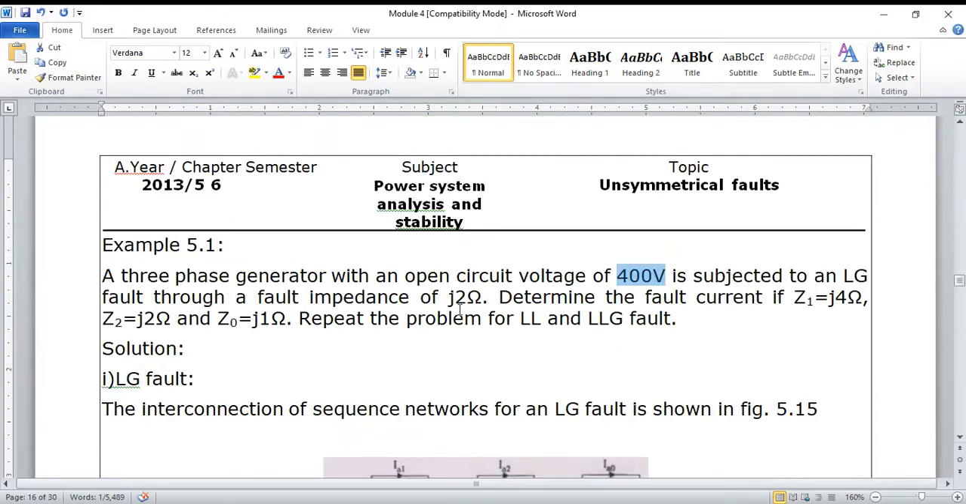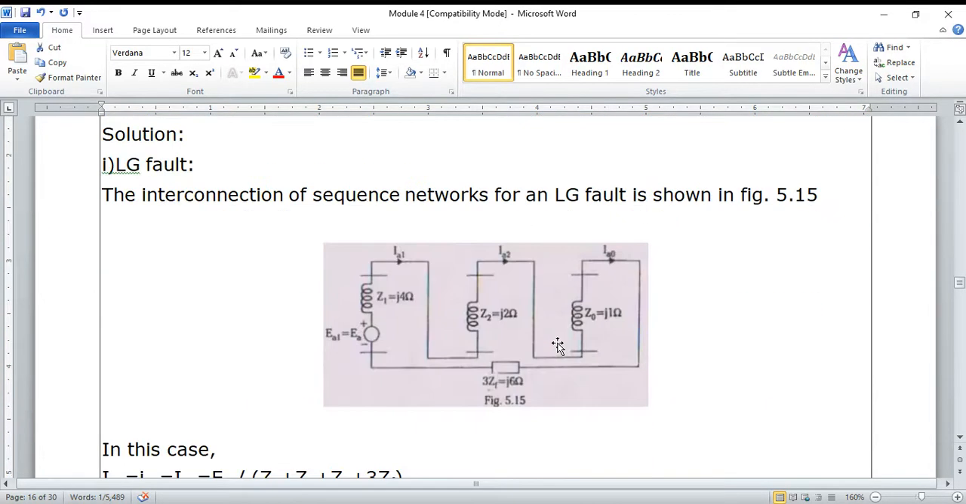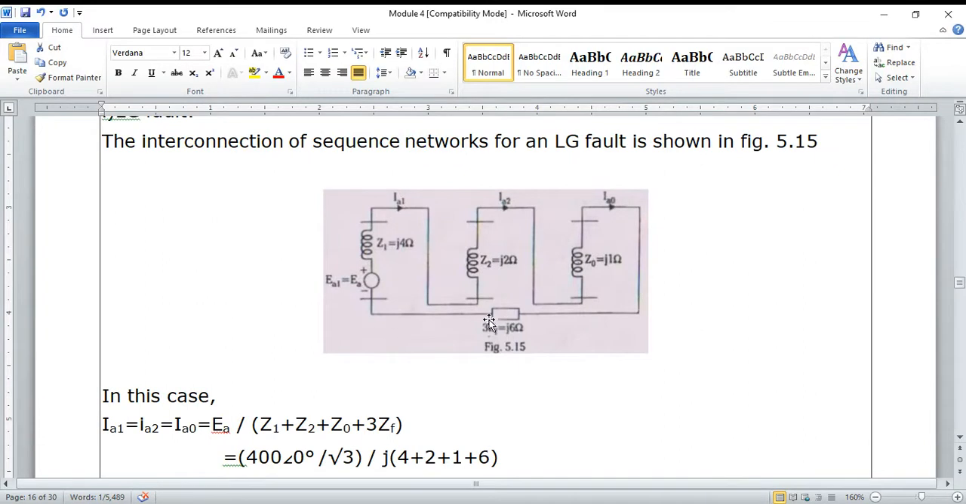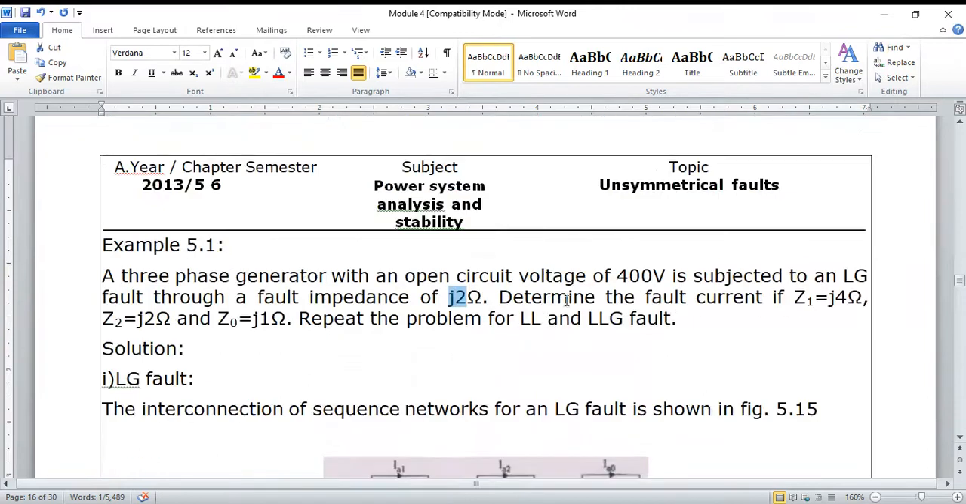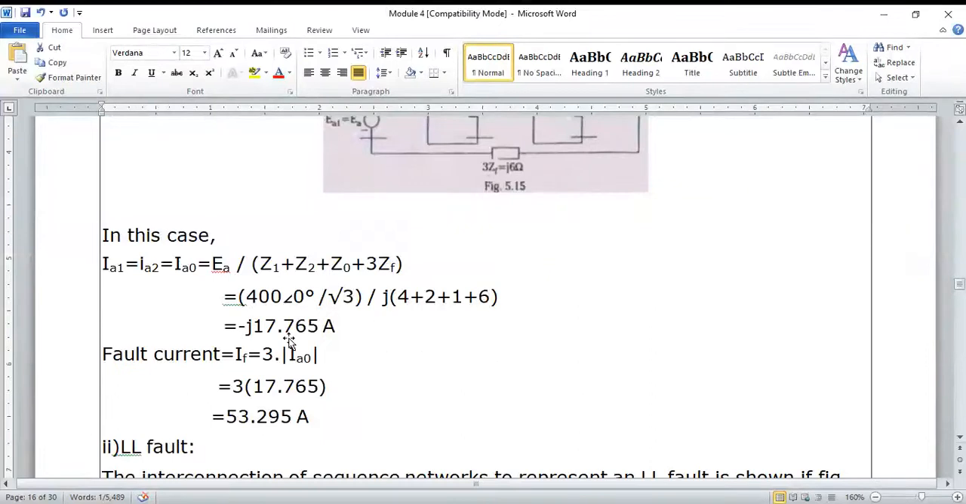You remember the value of ZF is given as j2 here. Now here the impedance is 3 times ZF. This becomes 3 into j2, that is j6 ohms. That you have to find first. In this case, IA1 is equal to IA2 is equal to EA divided by Z1 plus Z2 plus Z0 plus 3 times ZF. Substitute here. EA is 400 angle 0 divided by root 3. That is per phase, since the line voltage is given. You have to convert it into a per phase value, that is 400 by root 3. That's one thing you have to keep in mind. Next, add here 4 plus 2 plus 1 plus 6. You will get minus j17.765 ohms.